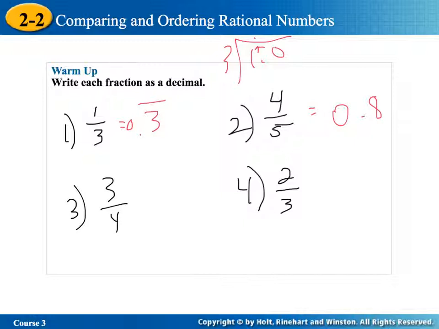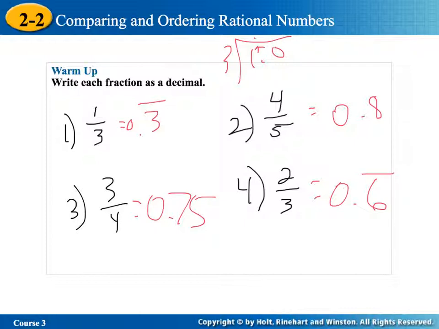4/5 is 0.8. Again, take 5 into 4. 3/4 is 0.75. And the last one, 2/3 is just 1/3 times 2, so if you know 1/3, you also know 2/3. So 2/3 is 0.6, again, it is repeating.